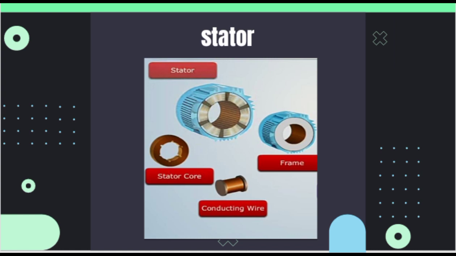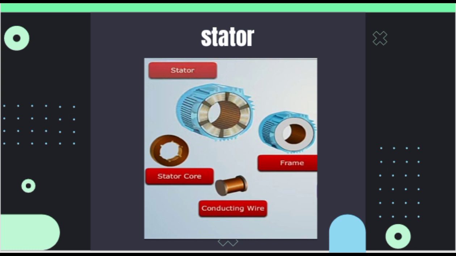Stator consists of a core, a conduction wire, and a frame. The static core is made of high-grade alloy steel rings slotted on the inner periphery. These rings are insulated from each other and laminated to form the core.